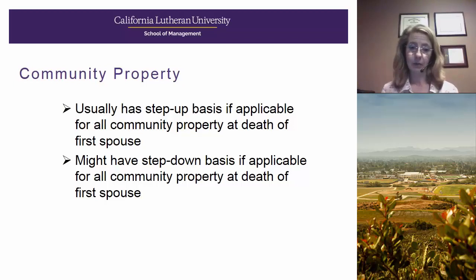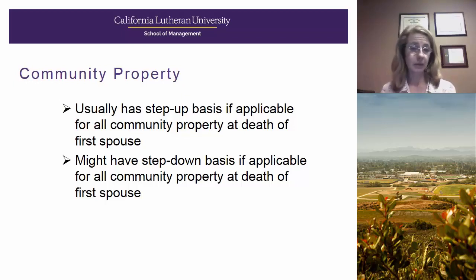Now, in a separate property state, only half of the property, the half that belonged to the husband, gets that step up in basis. So in my example of the home, one half of the property gets the step up in basis, so that's half of the value, $250,000. And then the surviving spouse's carryover basis would be $50,000, which is half of the original basis. And so the basis of the property in the hands of the surviving spouse is $300,000.